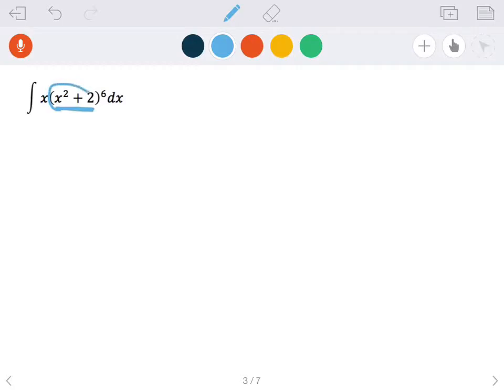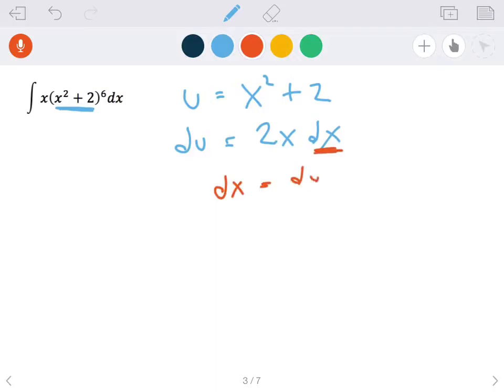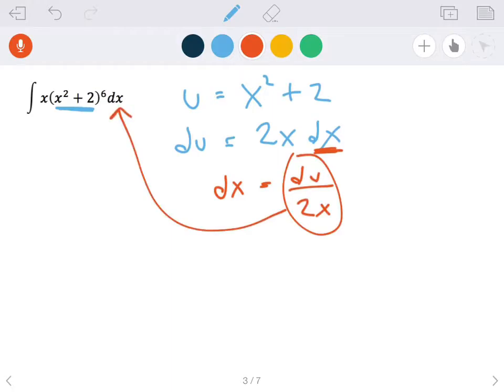Whenever you've got a function inside another function, that's your indicator, that's your red light that you can set that equal to u. And so I'm going to let u equal x squared plus 2. When I take the derivative, du is equal to 2x dx. And I've found with students in the past that this is easier if you solve this for dx and then just plug it in to the equation and see what cancels out. That kind of helps you deal with constants a little bit better.